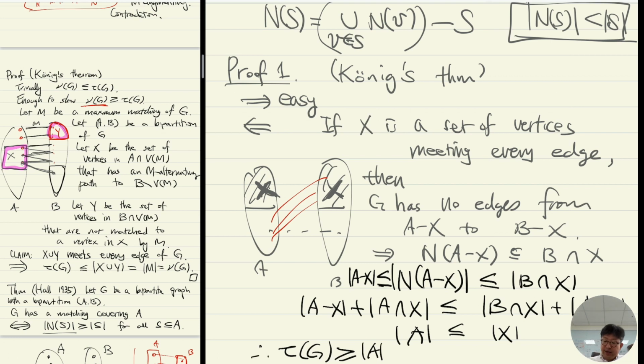And by König's theorem, this means that nu of G is at least the size of A. Right? But the maximum size of nu cannot be strictly bigger than the size of A, because that's the size of one side. So that means nu is going to be equal to A, and you have a matching covering A. So that's the first proof, by using König's theorem.